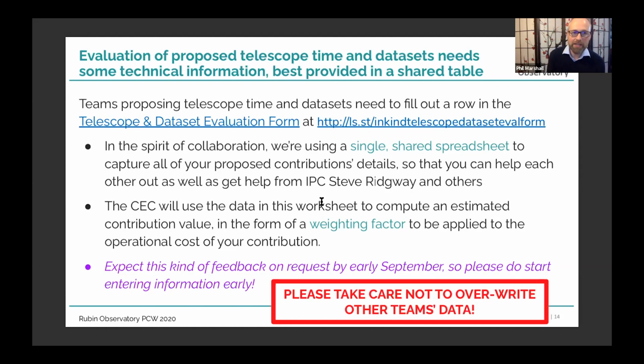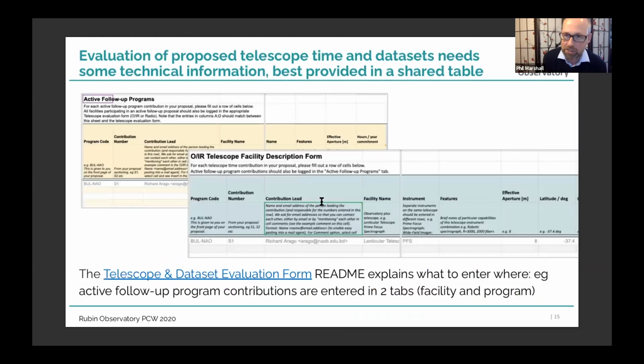Okay, so real quick, here's what it looks like. Here are two screenshots from two of the tabs in this Google spreadsheet. You see here, the blue one is collecting data about your observing facility, for example, its name and its aperture size and fraction of downtime per year, all that kind of thing. And you can see that we'll be joining that information with information in a different tab. Here in yellow, you see the active follow-up program tab, where we're asking for things like who's going to be leading this contribution, responsible for its delivery, what the contribution number is, and the section number from your proposal, so that we can connect back and make everything make sense.